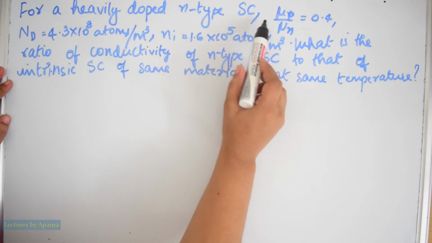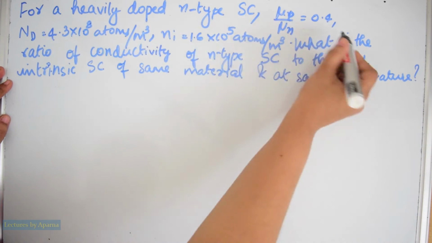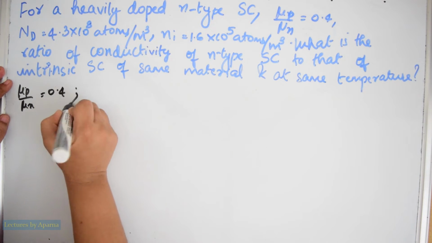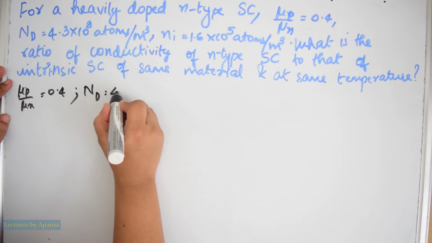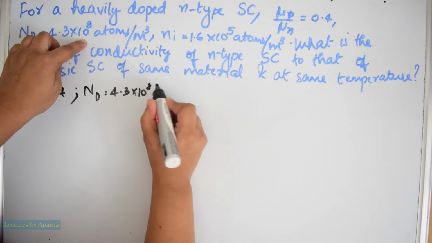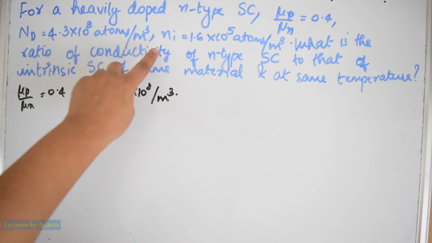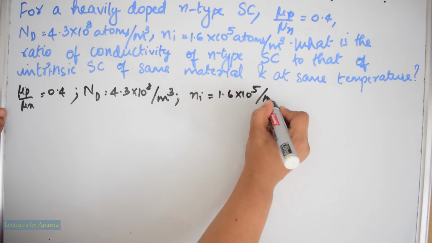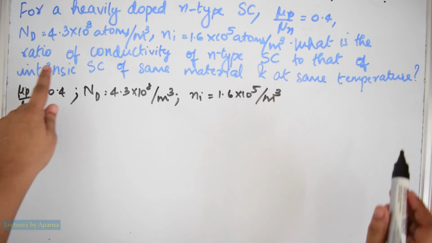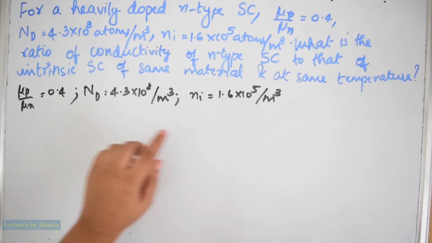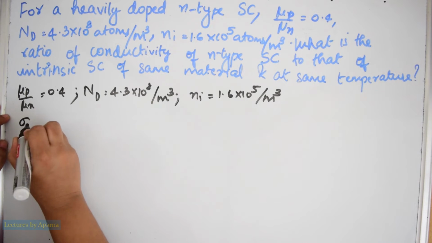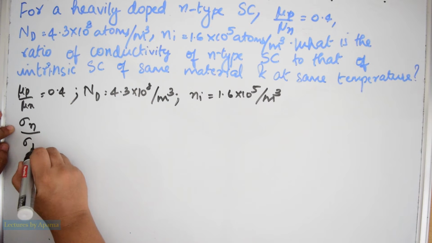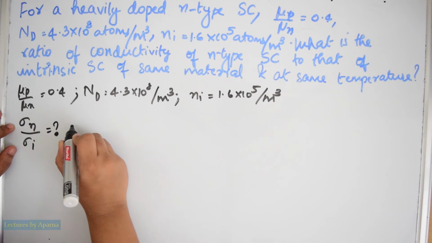For a heavily doped N-type semiconductor, mu P by mu N is equal to 0.4. So mu P by mu N is equal to 0.4. Nd is equal to 4.3 into 10 raised to 8 per meter cube. Ni is 1.6 into 10 raised to 5 per meter cube. What is the ratio of conductivity of n-type semiconductor to that of intrinsic semiconductor? So sigma n by sigma I we have to find out. Okay.